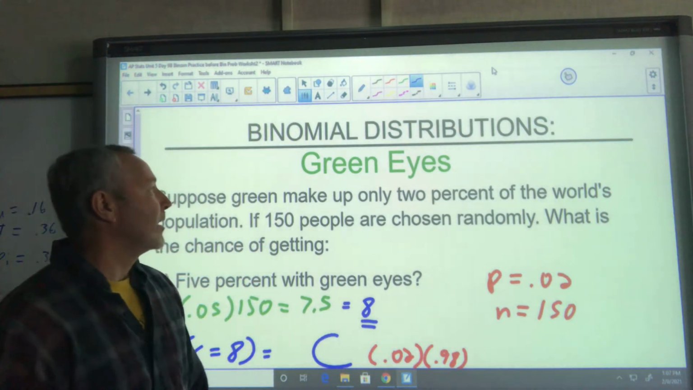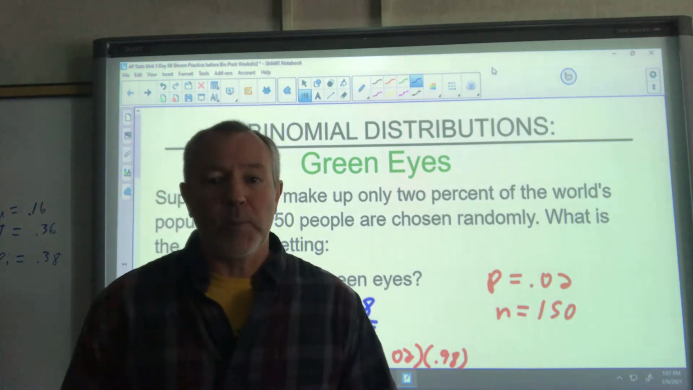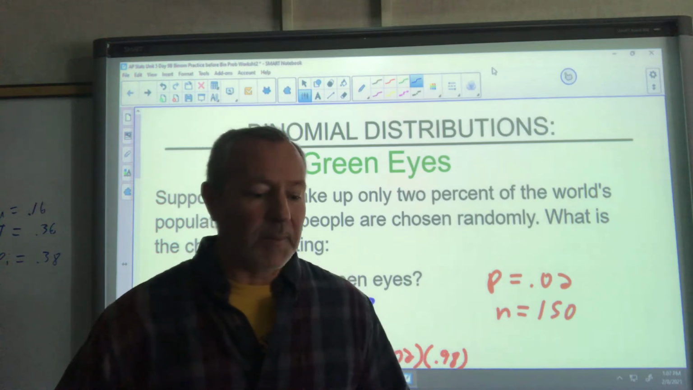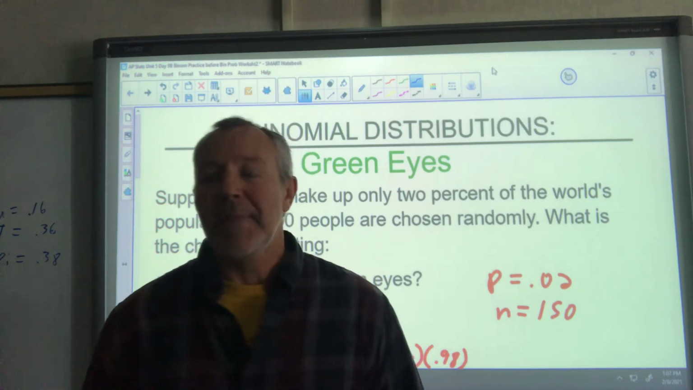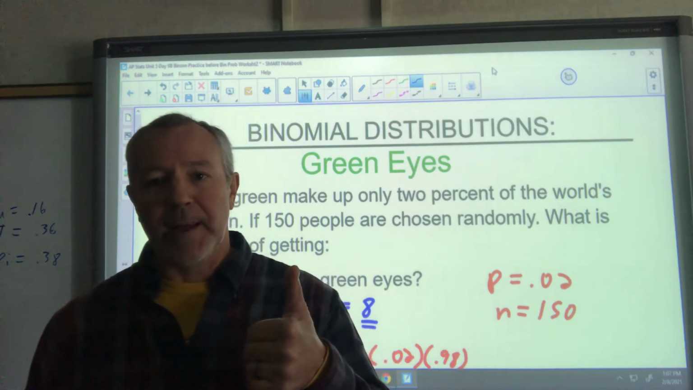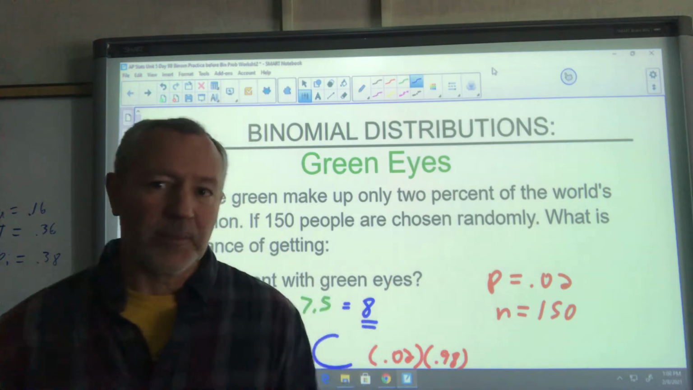All right, so binomial distributions. Remember, in order to apply the binomial model, these situations must be Bernoulli trials, and they have to meet three conditions to be that. They have to have only two possible outcomes, a constant probability of success, and the trials have to be independent.